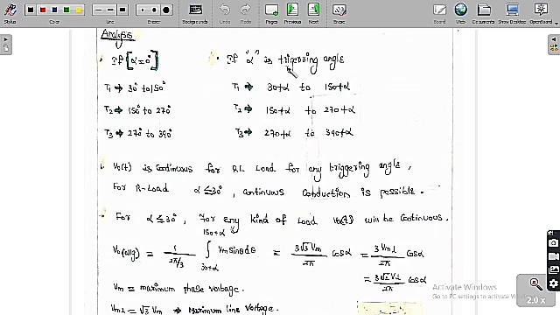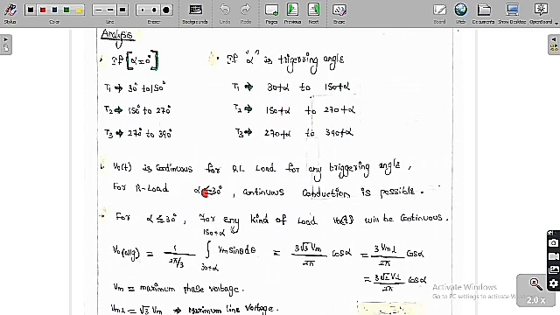Therefore, if alpha is the triggering angle, meaning some non-zero value of alpha, then T1 should be triggered from 30 plus alpha to 150 plus alpha, and T2 should operate only in the region of 150 plus alpha to 270 plus alpha. Similarly, T3 should be operated from 270 plus alpha to 390 plus alpha. So V0 of t is continuous for RL load for any triggering angle.